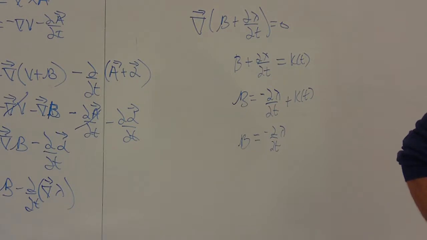Okay? But I think we're okay. What is clear is that you have the partial of lambda with respect to t, and then some other function of t. So let me think, see if I can come up with an example.